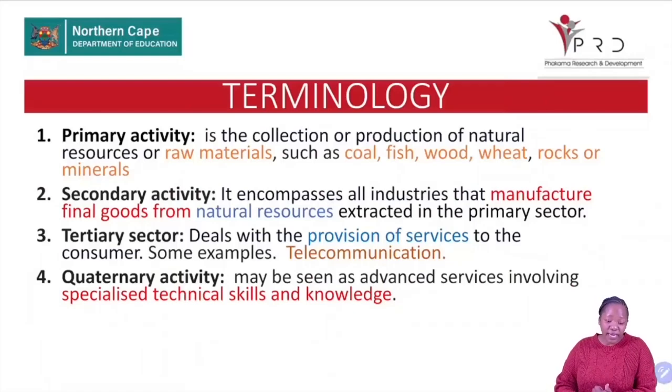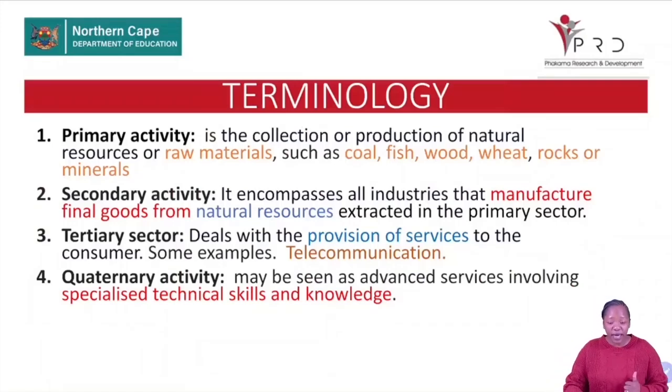So the primary activity, when we are explaining what it is, it is a collection or the production of natural resources or the raw material. So these are the activities dealing with the raw material. We give examples there such as coal, fish, wood, as well as wheat, as well as the rocks or the minerals. Whatever is raw, we call it the primary activity.